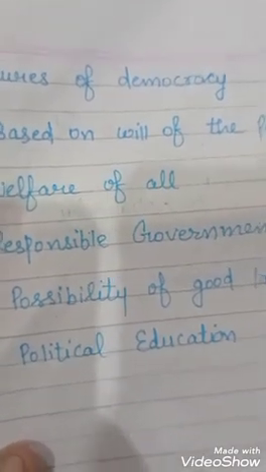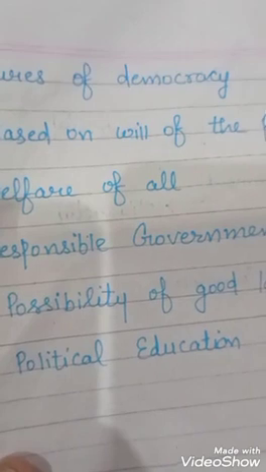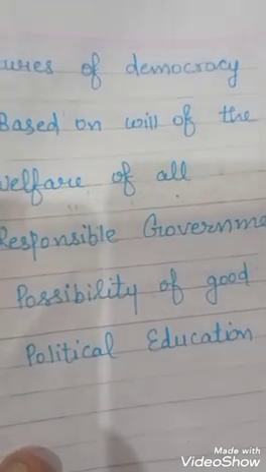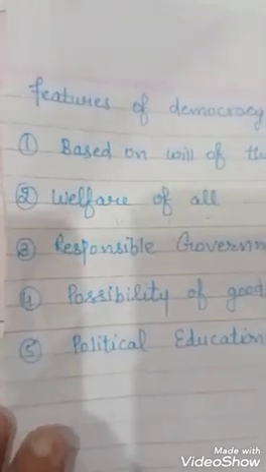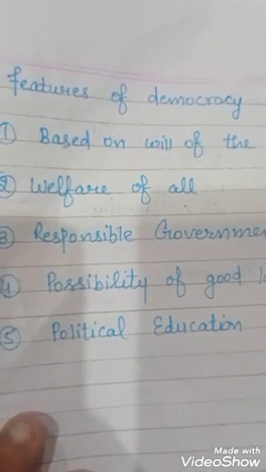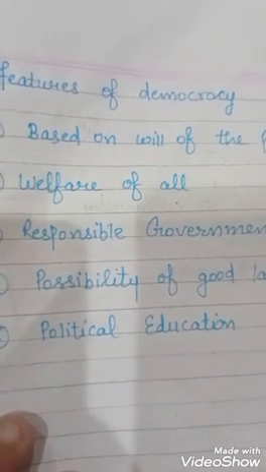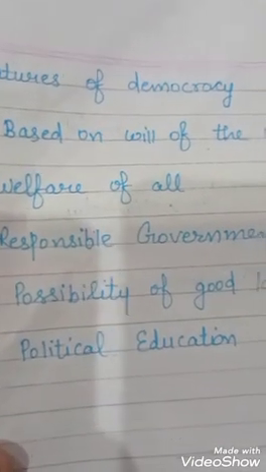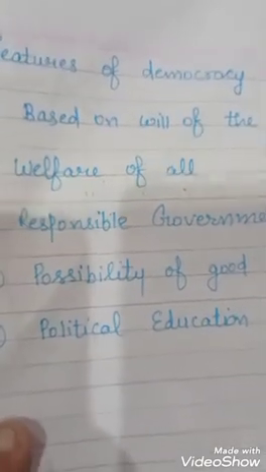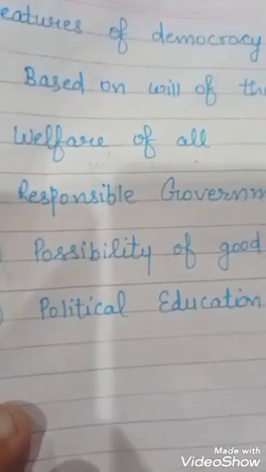And on the other hand, dictatorship is based on the will of an individual or a group that runs the government. It means democracy is based on groups of people, and dictatorship is based only on an individual person, according to his wish. Next point is welfare of all.